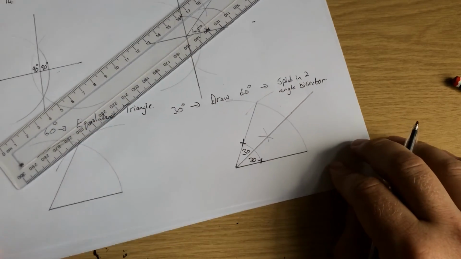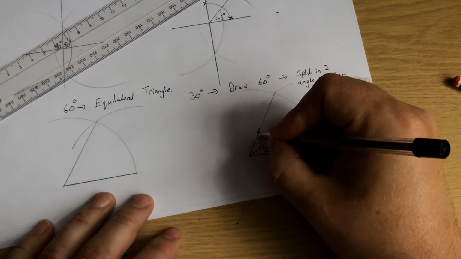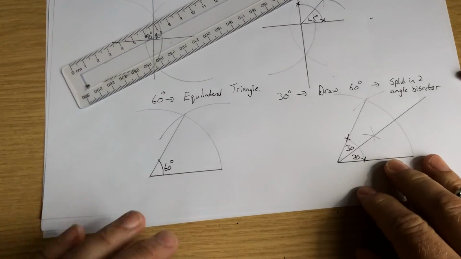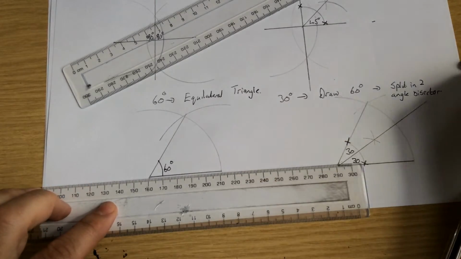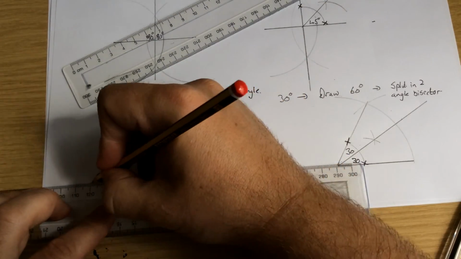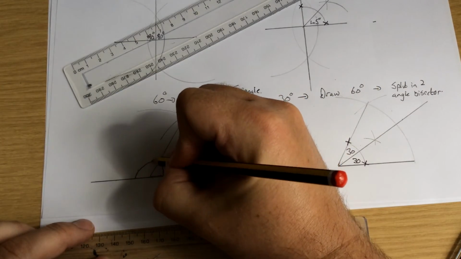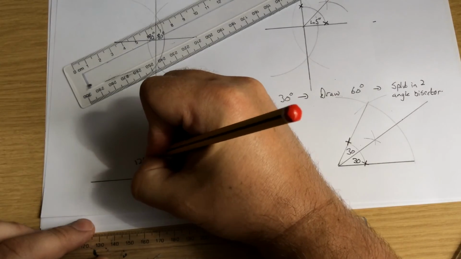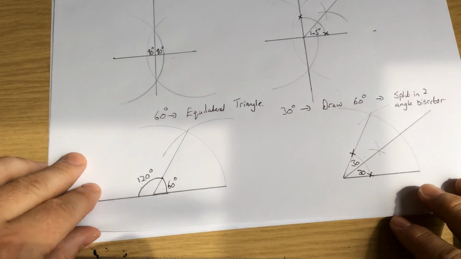If they ask you to do 120 degrees, that's the only other one they will ask. Because if you imagine you've got 60 degrees, all you would need to do is draw that initial 60 degrees, draw the line out, and then because angles on a straight line make 180, and 180 take away 60 is 120 degrees, the angle to the left becomes 120 degrees.